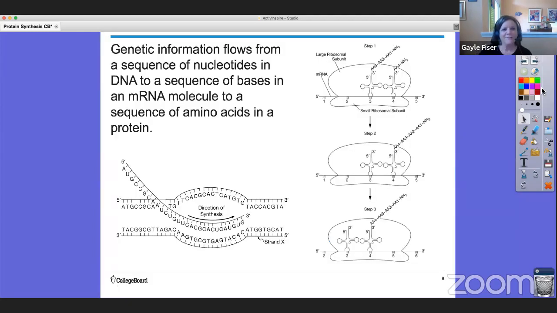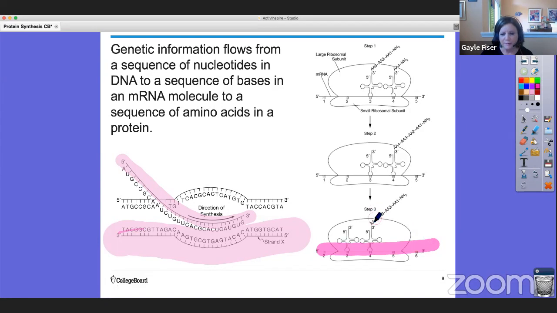All right, so genetic information flows from a sequence of nucleotides in DNA to a sequence of bases in a messenger RNA molecule to a sequence of amino acids in a protein. So that's a general overview. So we're going to go from DNA, and then we're going to transcribe to RNA, and then we're going to take that RNA and we're going to then end up with a polypeptide chain in a protein. Okay, so that's the sequence that we'll talk about them.